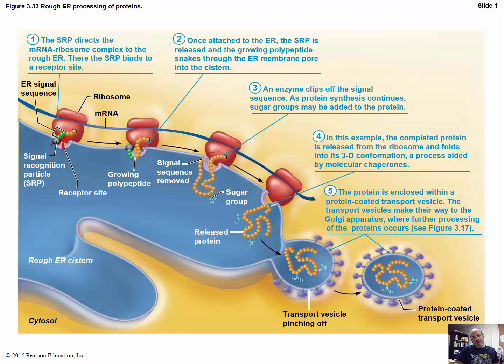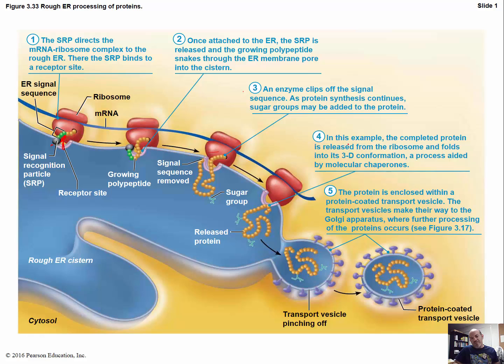In reality, the ribosome is probably stuck in place somewhere on the endoplasmic reticulum. So looking at step 3 here, an enzyme is going to clip off the signal recognition sequence as the protein synthesis continues. Sugar groups may be added to the peptide chain. So here we have a sugar group being added there.